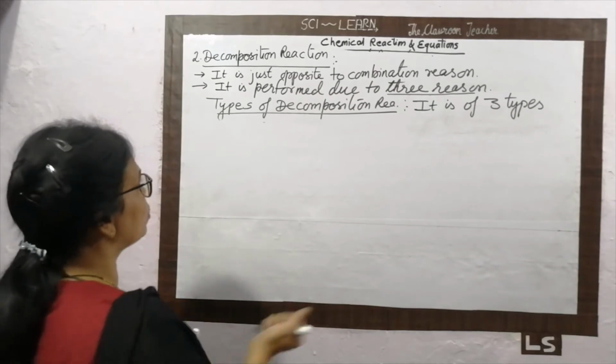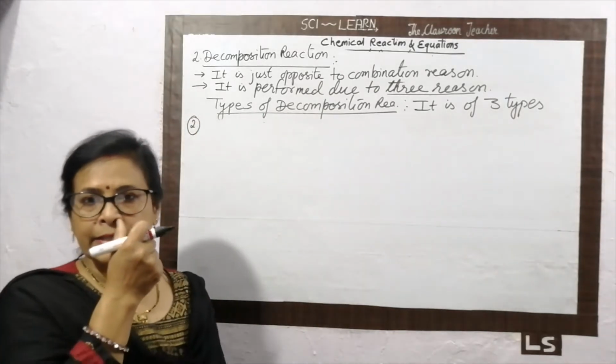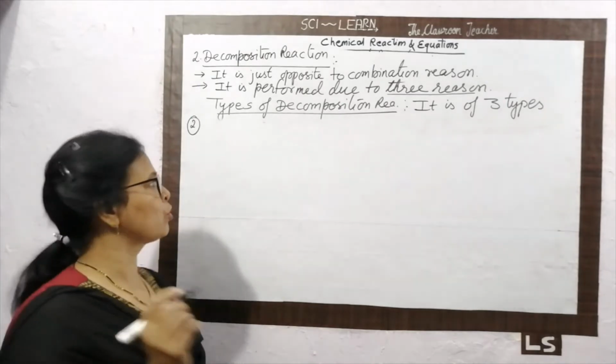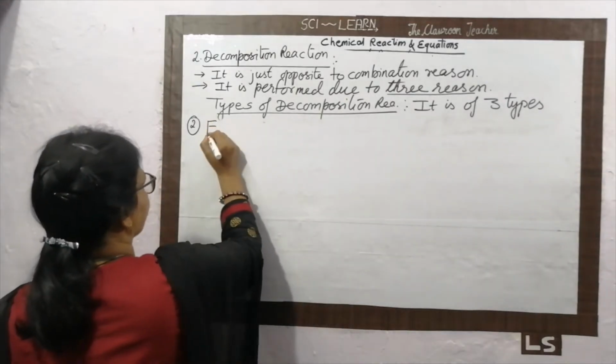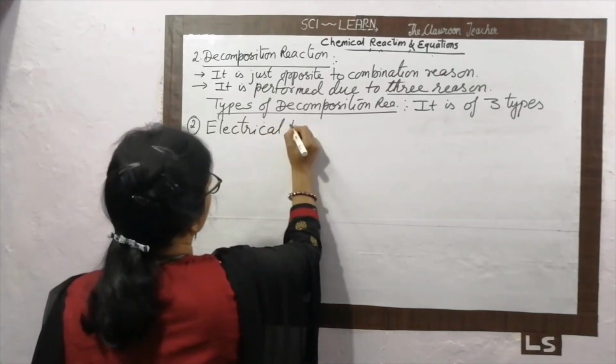Now let's move towards the second type of decomposition reaction. The second type of decomposition reaction is called electrical decomposition.